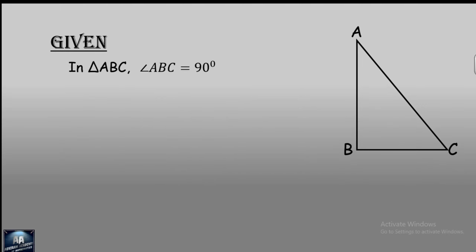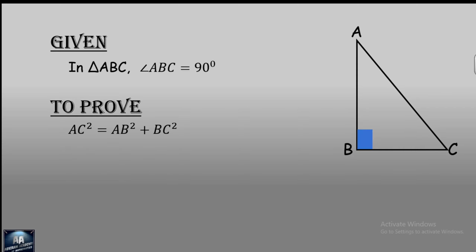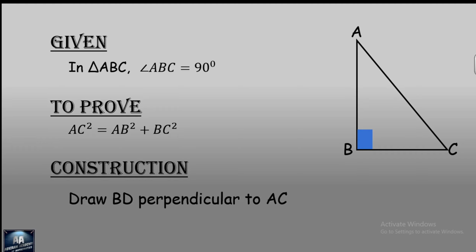That is, angle ABC is equal to 90 degrees. Then the hypotenuse is the side opposite to the right angle, that is AC, and the other two sides are AB and BC. It is to be proved that the hypotenuse square, that is AC square, is equal to AB square plus BC square. To prove this, we need a construction. Let us drop a line segment BD from B, which is perpendicular to the hypotenuse AC.